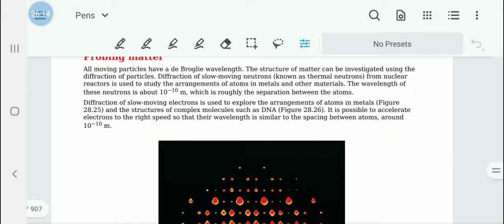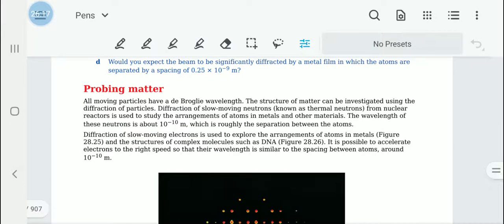Now we are going on to probing matter. We discussed that anything that has a mass would have a de Broglie wavelength. So all moving particles have a de Broglie wavelength. So using the diffraction of particles, we can deduce the structure of matter. For example, the diffraction of slow moving neutrons, which are known as thermal neutrons, from a nuclear reactor. We can use this to study the arrangements of atoms in metals and other materials.